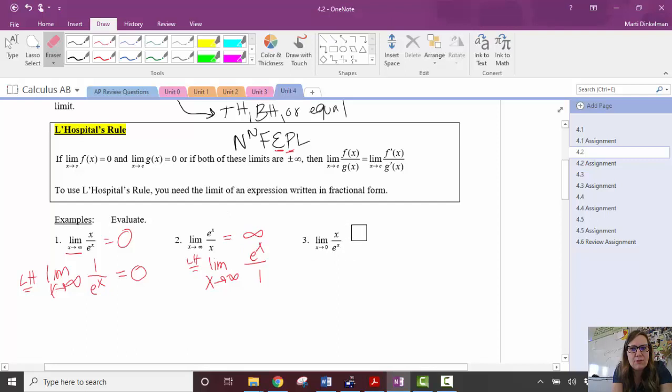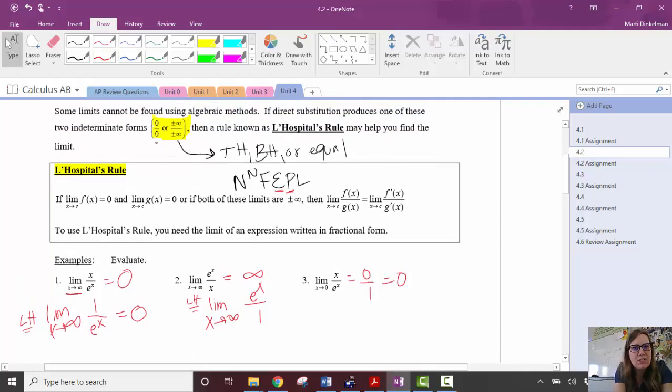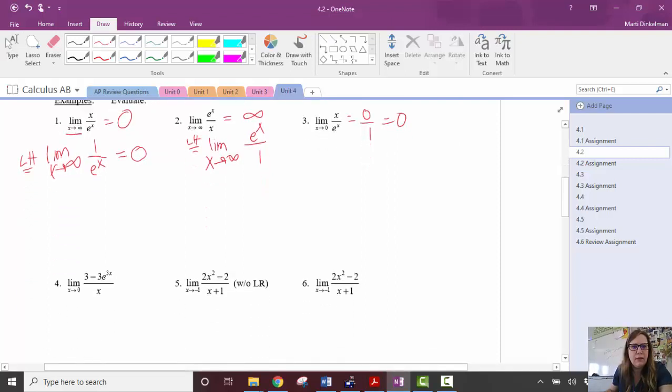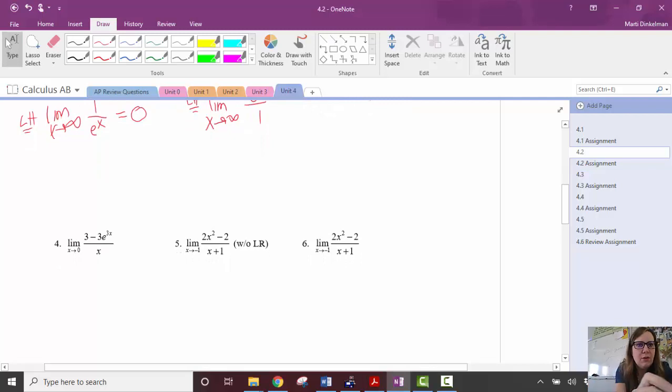On 3, if we try to plug in a 0, we're going to have 0 over 1, and 0 over 1 is just 0. We would not be allowed to use L'Hopital's rule because remember, we only get to use it in 2 cases: 0 over 0 or infinity over infinity. Okay, so let's look at 4 and verify if we can use this or not. e to the 0 would be 1, 3 minus 3 would be 0, so 0 over 0. So we do get to use L'Hopital's rule here.